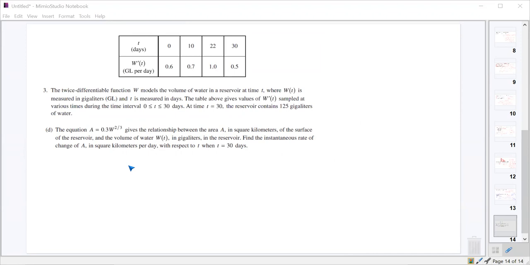So we're given a chart. This is a twice differentiable function of W. We're given the chart of W prime, gigaliters per day, and we have an initial condition. Then we have an equation, A equals 0.3 W to the 2/3, is the relationship between the area A on the surface of the reservoir and the volume of water. Find the instantaneous rate of change of A with respect to t when t equals 30 days.